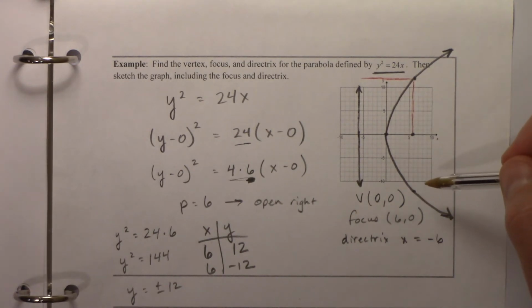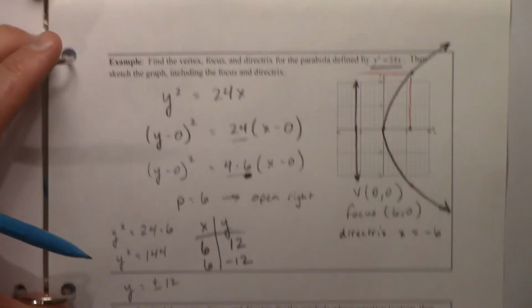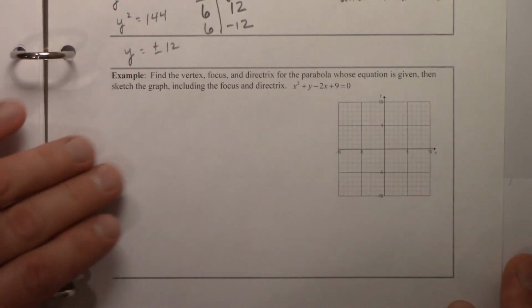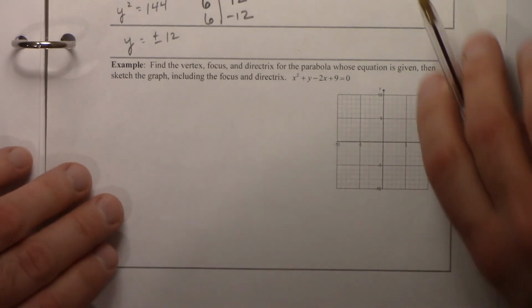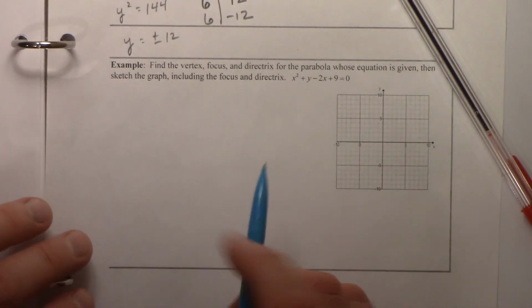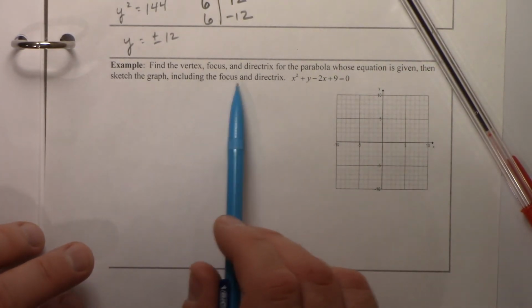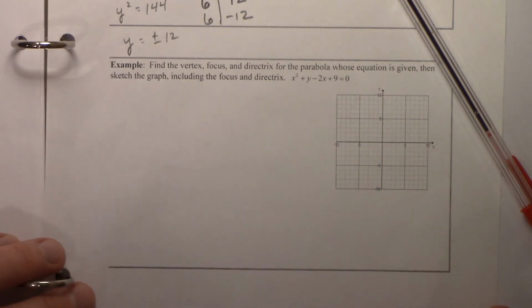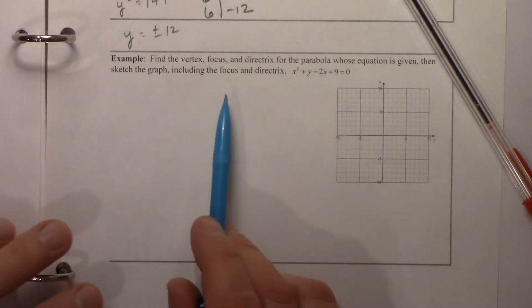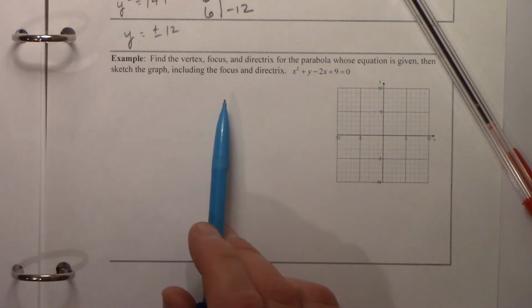All right, I'm going to show you one more example to make sure we've got all of those details. It's a little bit different way of thinking about those parabolas. It's a more formal definition. Again, they're asking us to find the vertex, the focus, the directrix for the parabola whose equation is given. We'll sketch a graph including that focus and directrix.